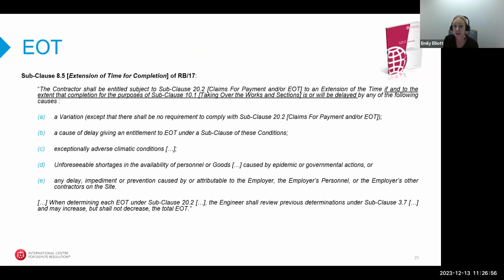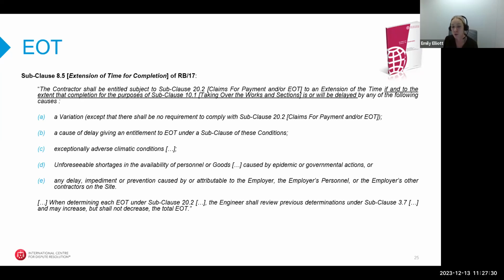So events typically covered by EOT clauses include employer's delay. For example, caused by the employer's breach of contract or an instruction to perform additional works, etc. It could also cover force majeure events and any unforeseen circumstances to the extent that this risk is not borne by the contractor in the contract. Now, it goes without saying that the contractor's own delay, for example, caused by its own poor productivity or its own subcontractors, results in no entitlement to an extension of time.